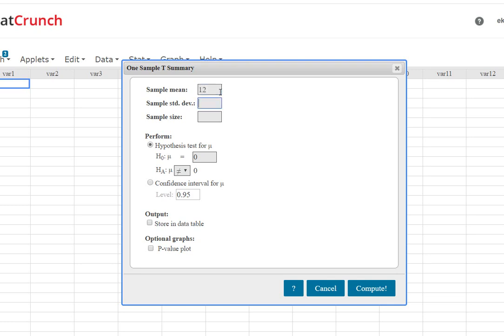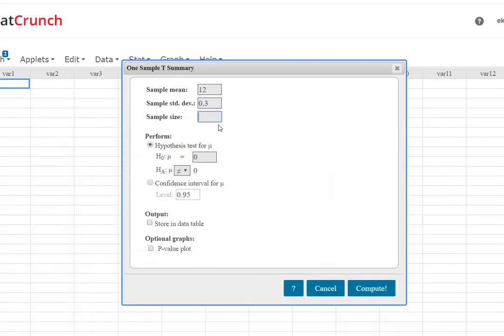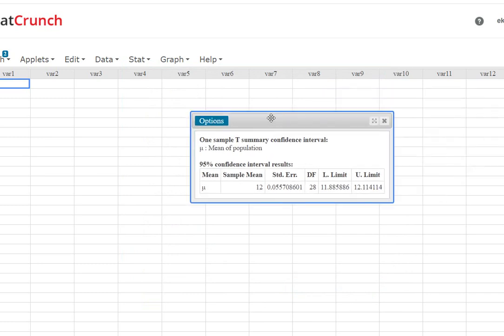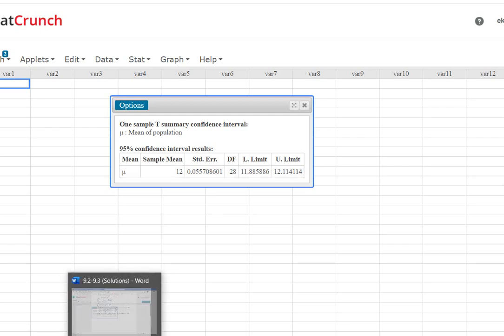Alright, so on average we had 12 inches with a standard deviation of 0.3 inches. And how many pizzas did we look at? We looked at 29 pizzas. And we want to find a 95% confidence interval. So when we do this, we're going to get a lower limit of 11.89 and an upper limit of 12.11.